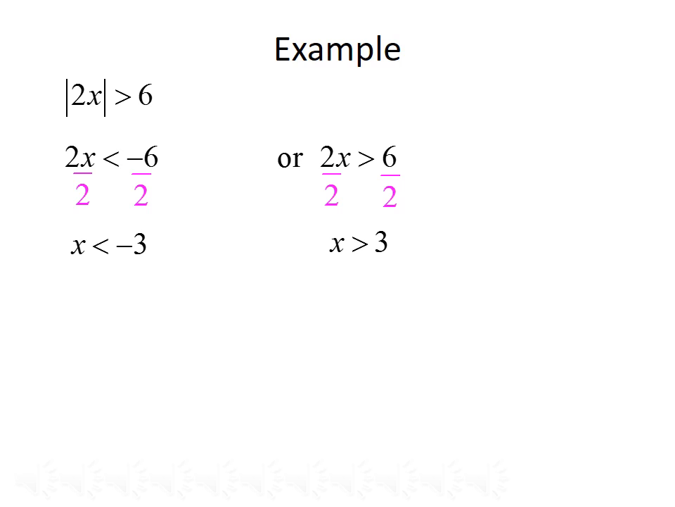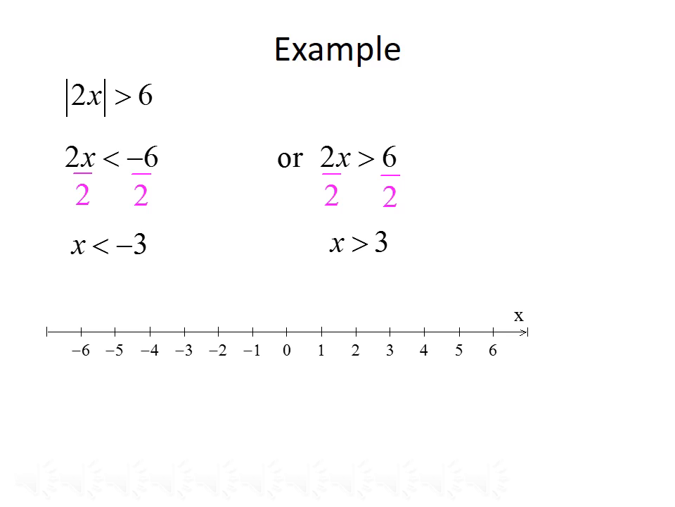A lot of times the easiest way to do that is to sketch the graph. So we start with our number line, and we graph x is less than negative 3. So we have an open circle at negative 3, and we shade to the left. Then we graph x is greater than 3, so there's an open circle at 3, and we shade to the right.